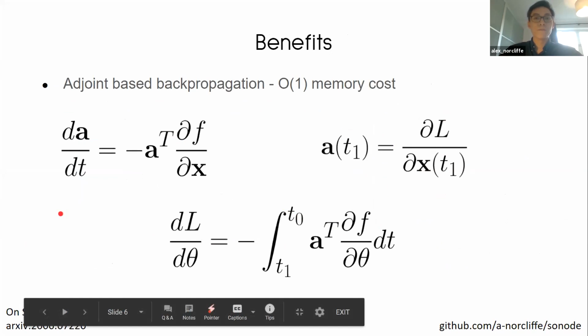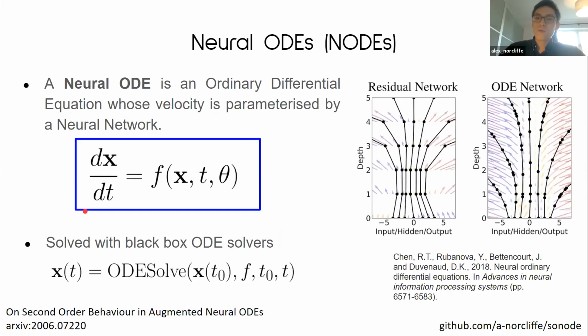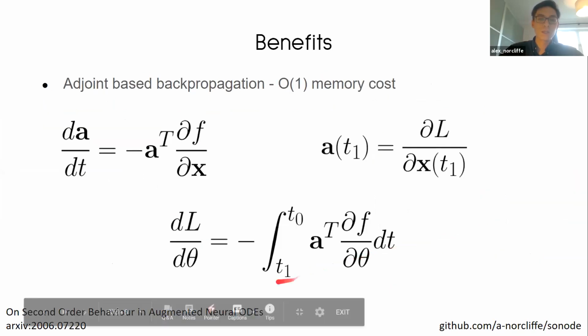So what are the actual benefits of these things? Well, we start with adjoint-based backpropagation, and this leads to O(1) constant memory cost with respect to the network depth. So before, we had the network depth was the integration time, so T1 minus T0, which is here.